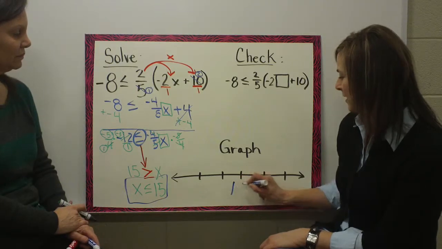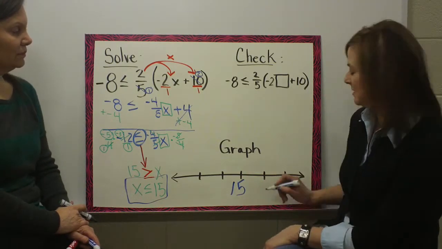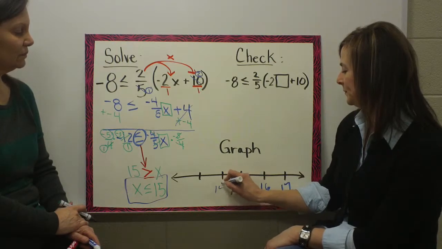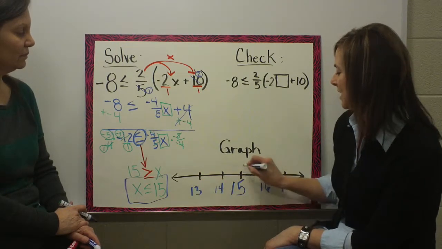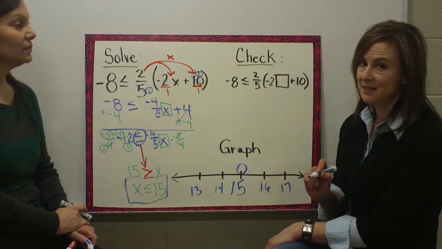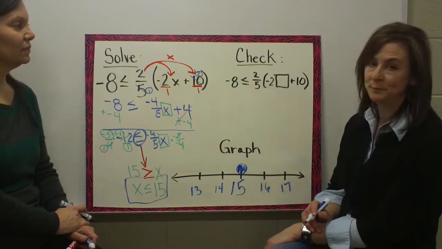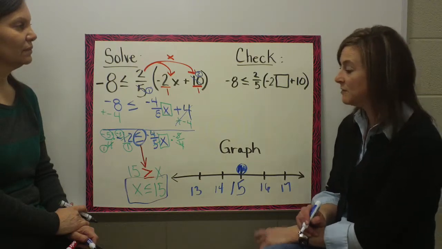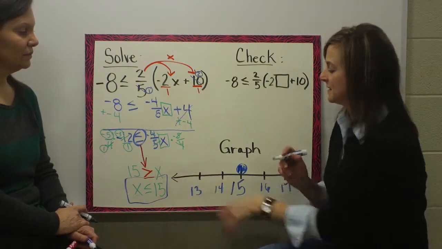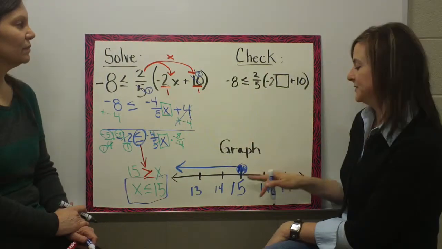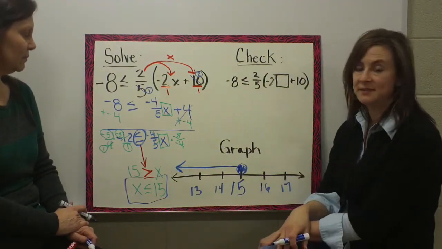So let's go ahead and graph that. 15 in the center, increase by intervals of 1, circle, and fill in because it is less than or equal to. Since our variable has been written first, that points us in the right direction. We also know left is less, and so we are going to the left in this direction.